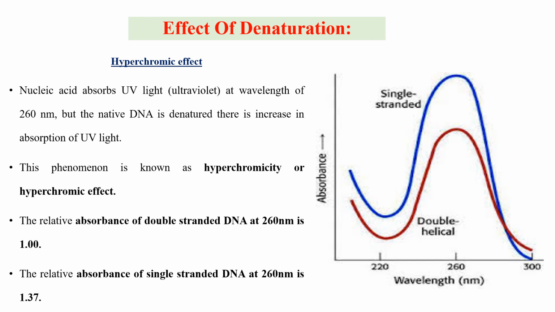Let's see the effects of denaturation. The first effect is the hyperchromic effect. Nucleic acid absorbs UV light at a wavelength of 260 nanometer. But when the native DNA is denatured, there is an increase in the absorbance of UV light. This phenomenon is known as hyperchromicity or hyperchromic effect. The relative absorbance of double-stranded DNA at 260 nanometer is 1. The relative absorbance of single-stranded DNA at 260 nanometer is 1.37.